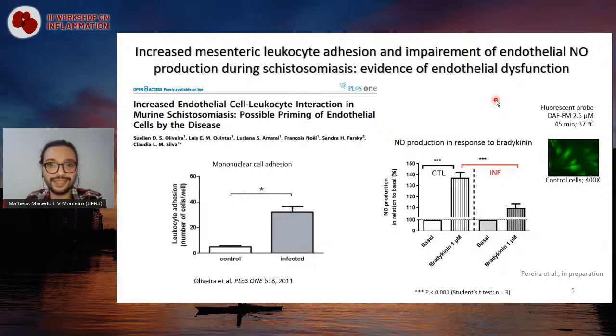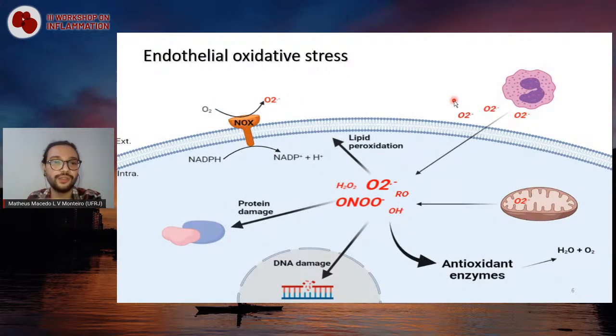So with this data together, another source of endothelial dysfunction is oxidative stress. And this oxidative stress is caused by reactive oxygen species, mainly here the superoxide anion. The source of this ROS in the endothelial cells can be mitochondrial metabolism, or an exogenous source, by inflammatory cells, leukocytes, and there are some specific enzymes that produce superoxide anion, such as NADPH oxidase, NOX. These reactive oxygen species can cause damage to the cell, can cause lipid peroxidation, but there is also a system that detoxifies these reactive oxygen species by antioxidant enzymes.